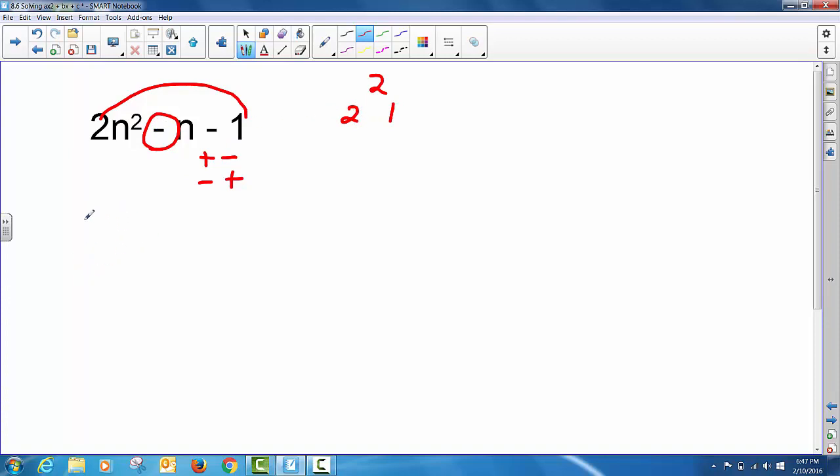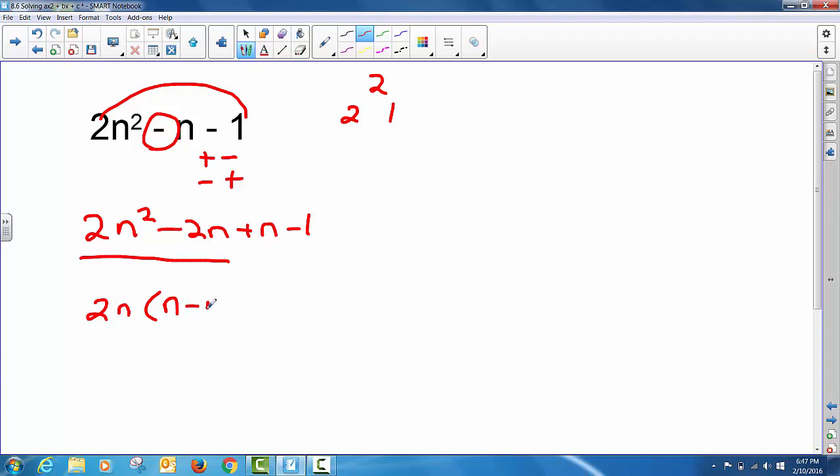So we go 2n squared minus 2n plus 1n minus 1. Then we see what they have in common. 2n. 2n squared divided by 2n gives us n. Negative 2n divided by 2n gives us minus 1. And then over here we've got n minus 1. And what do we have in front of this right here? Yes, it's a 1. So we go 2n plus 1 times n minus 1.